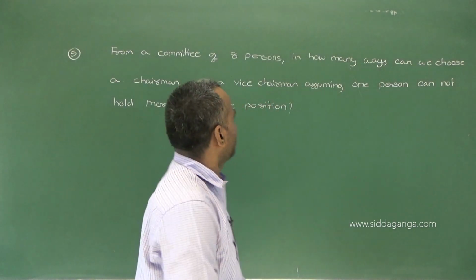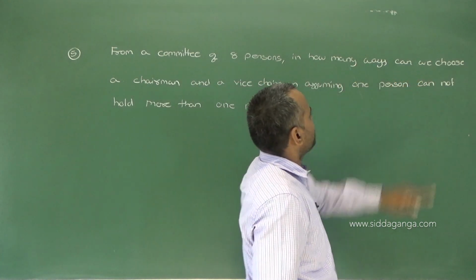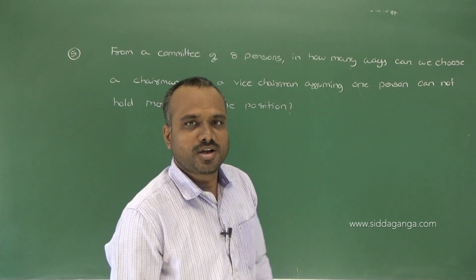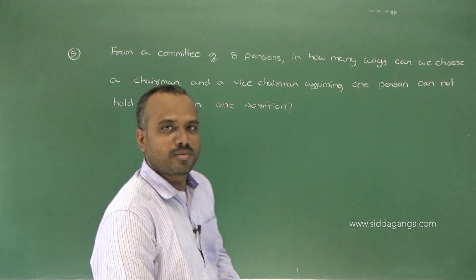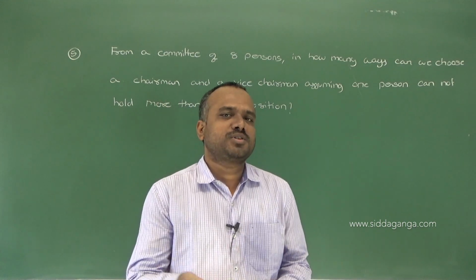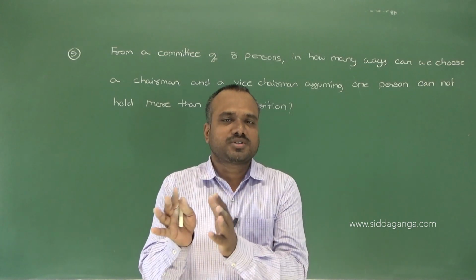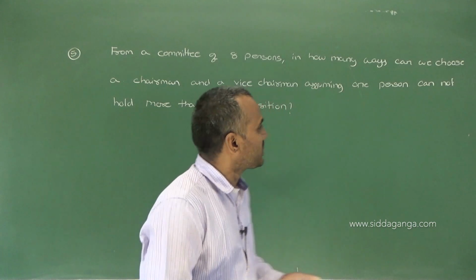So from a committee of 8 persons, in how many ways can we choose a chairman and vice chairman? One person cannot hold more than one position. Means if a person is a chairman, he is not a vice chairman, and if a person is a vice chairman, he cannot be a chairman. So this can be done.